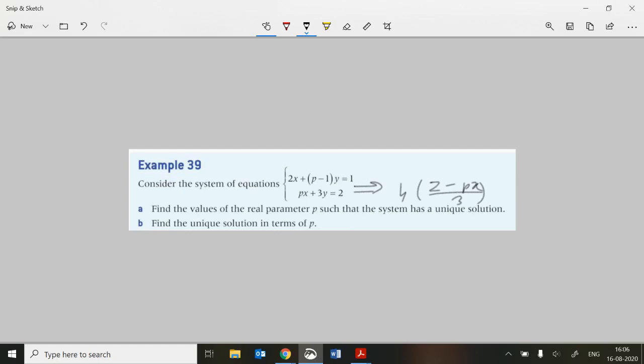Again, we really should say this is number 1, this is number 2. What's happening with number 1 now? So we're getting 2x plus p minus 1, y, got to put my equal sign in there, which is equal to 2 minus px over 3. And then that's equal to 1. So all I've done is replace my y with this expression here. There we go, there it is.